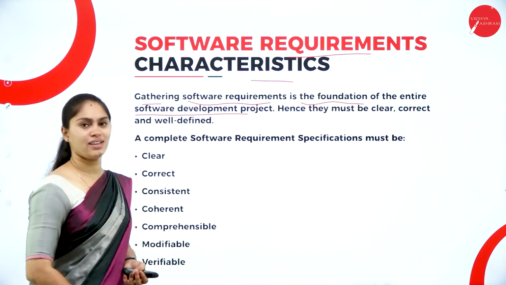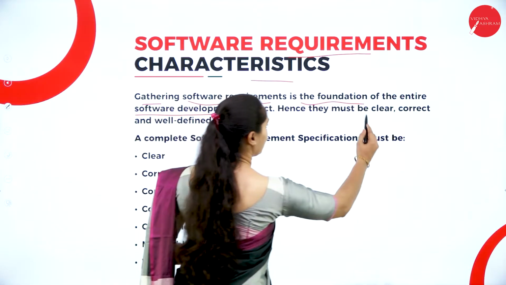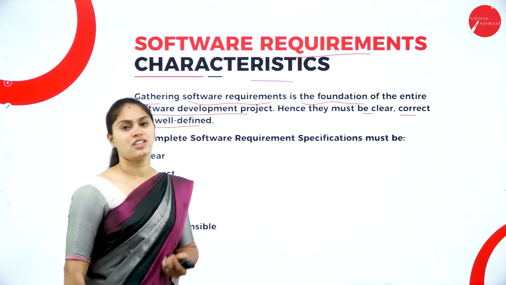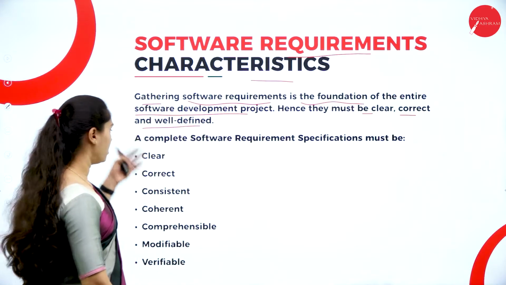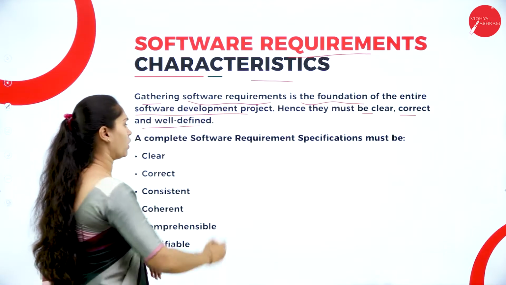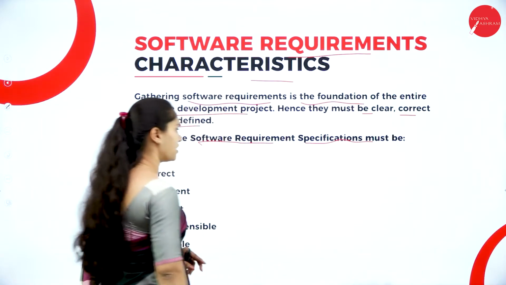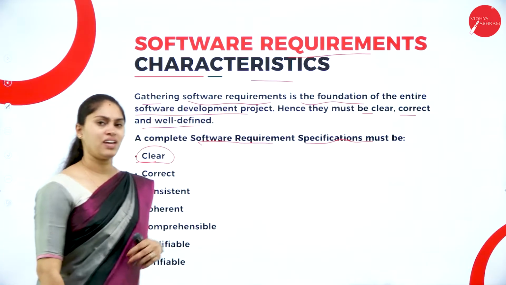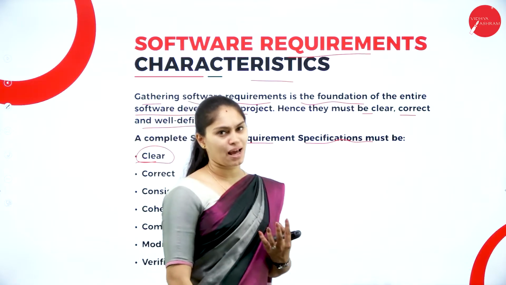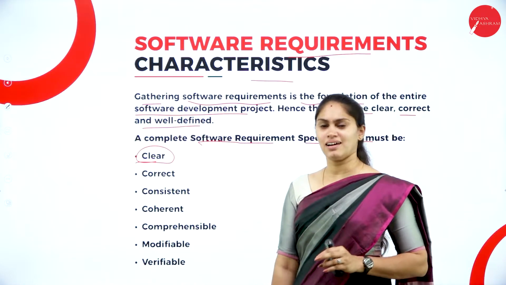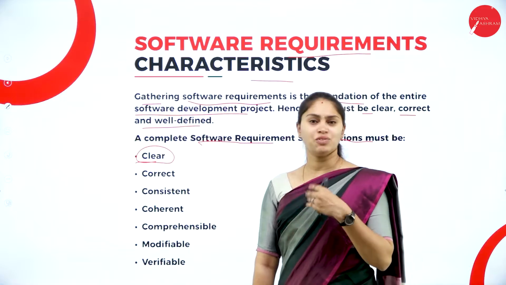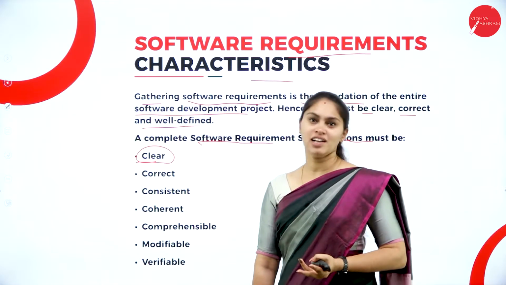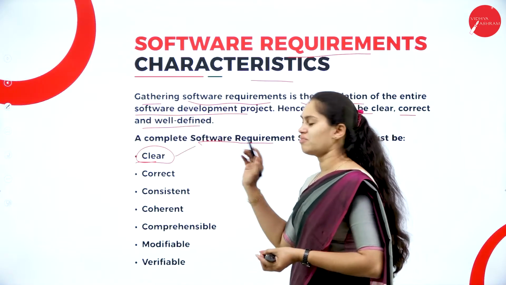Then how must all these requirements be? They need to be very clear, correct, and very well defined as well as documented. So here I have listed certain software requirement specification characteristics, which includes clear. For example, if I am giving any requirement, I can't be like blah blah blah, right? It has to be very clear. It should not be ambiguous, and confusion should not be there. If I say A, it has to be A. It can't be inverted V. So that is what it needs to be, very clear.